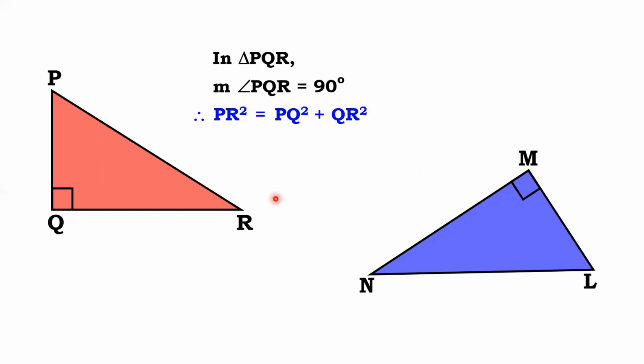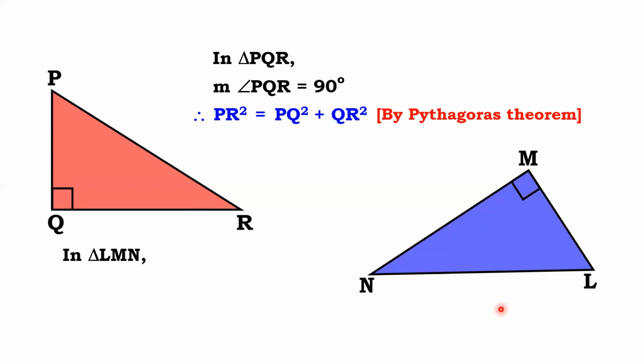This equation is called the theorem of Pythagoras. Did you understand it? So the presentation should be this way. Now here, if you see the second triangle, which angle is 90 degrees? Angle M is 90 degrees, so M should be placed in between. So first, the name of the triangle, in triangle LMN.